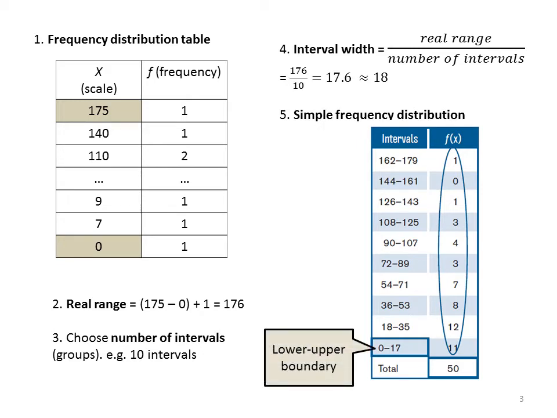For each interval, there are the interval boundaries, the lower and the upper boundary. 0 is the lower boundary, and 17 is the upper boundary. What we need to pay attention to here is that the largest number in the original data is 175. The upper boundary for the top interval is 179, which is not in the original data. But the number 175 is in the 162 to 179 interval.